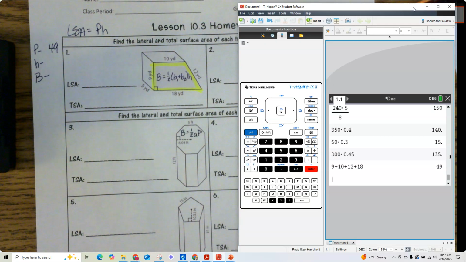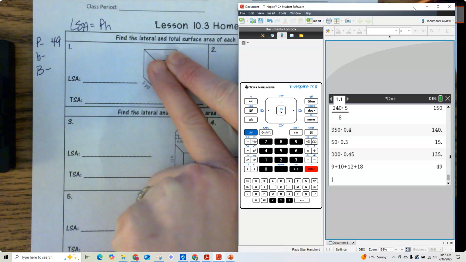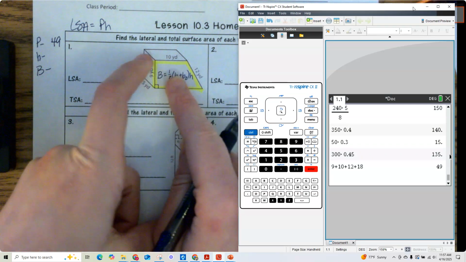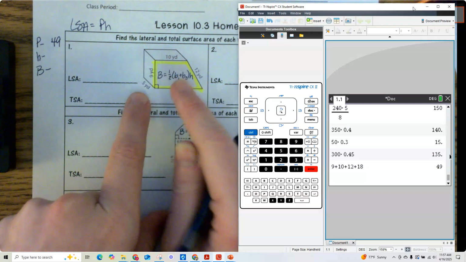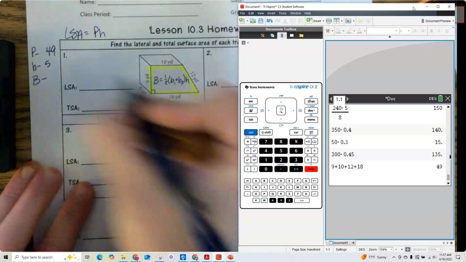The height. If you use a value in the perimeter or the big B, that is not the height of the prism. So automatically, all 4 of these values are out. Those can't be the height. The height is from base to base, okay? So this one is a 5.